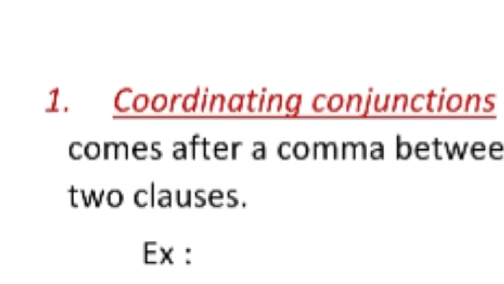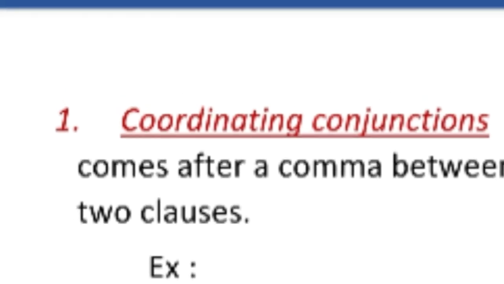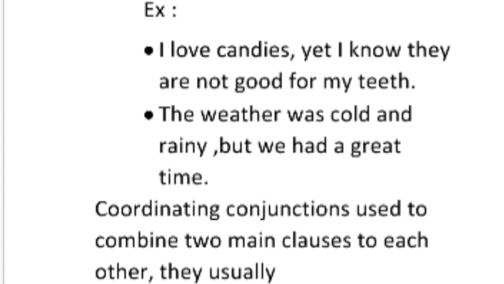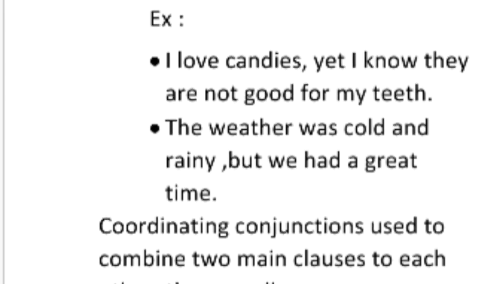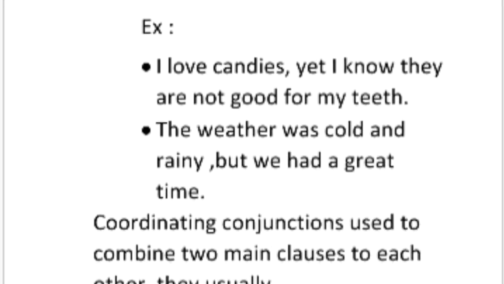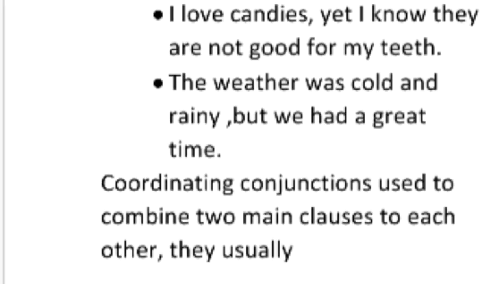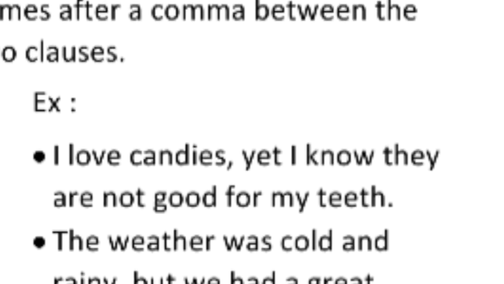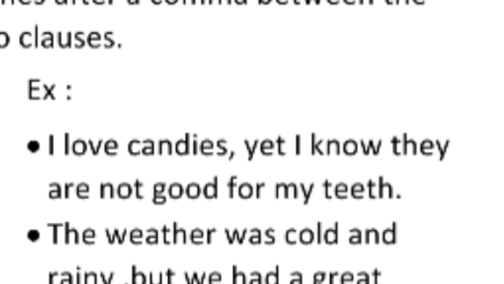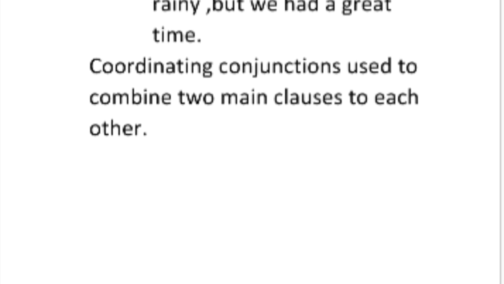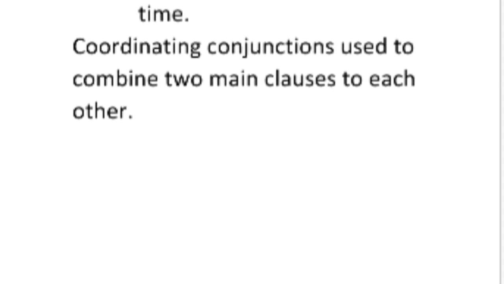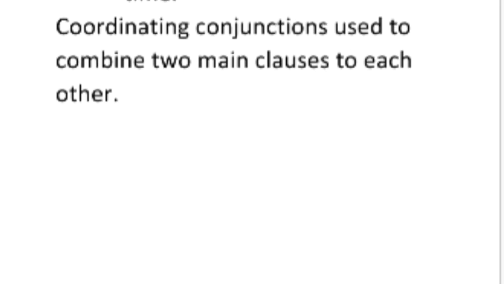Coordinating conjunctions come after a comma between two clauses. Example: I love candies, yet I know they're not good for my teeth. Another example: the weather was cold and rainy, but we had a great time. Coordinating conjunctions are used to combine two main clauses to each other.